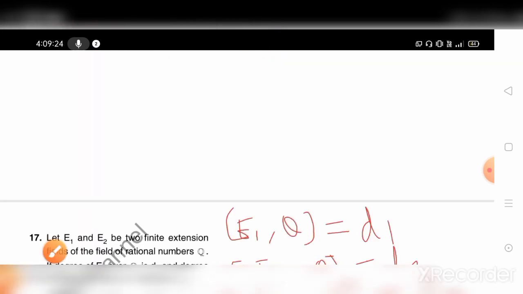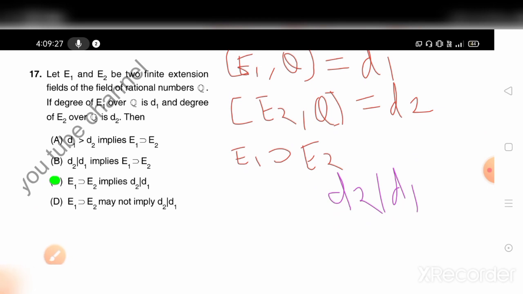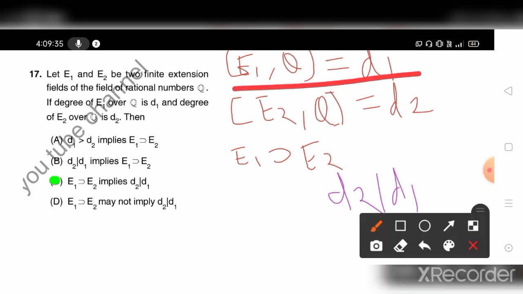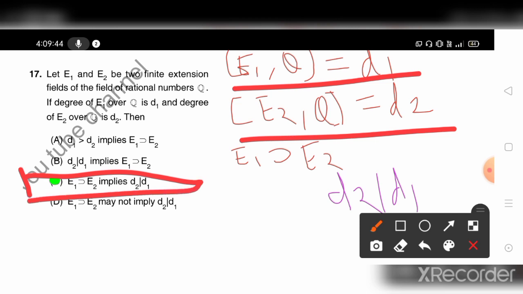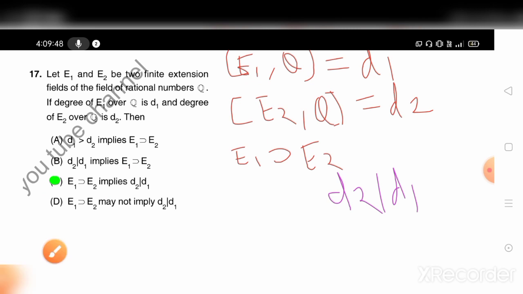Next question: let E1 and E2 be two finite extension fields of the field of rational numbers Q. If the degree of E1 over Q is D1 and the degree of E2 over Q is D2, then E1 a superset of E2 implies D2 divides D1. Option C is correct.